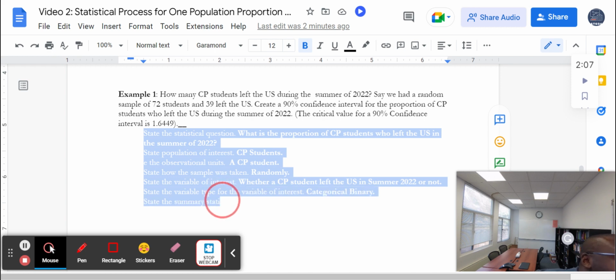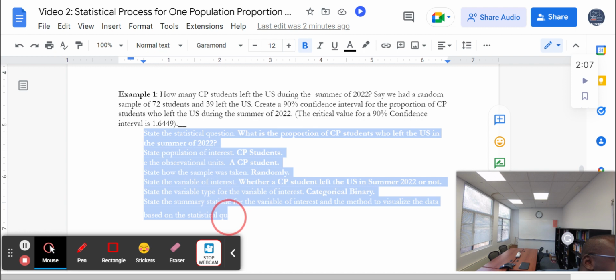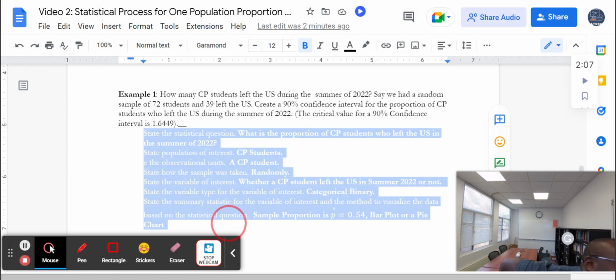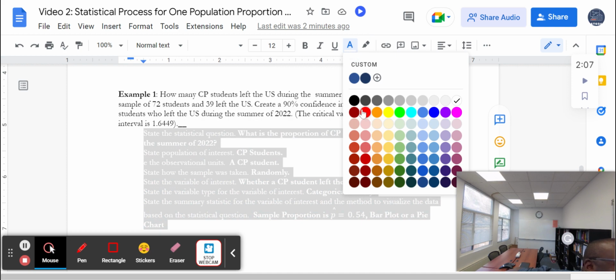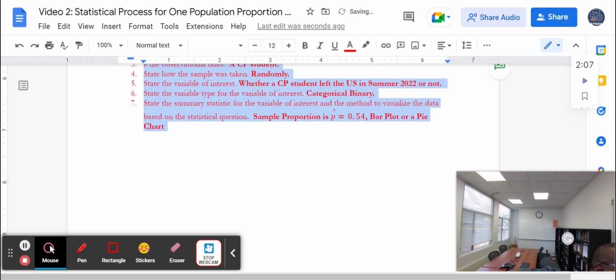What's the variable of interest? Categorical binary. State the summary statistic. How do we summarize the information? It's going to be the sample proportion, p hat is equal to 0.54. The best way of actually visualizing it, I would prefer a bar plot. Okay, I prefer a bar plot. I said pie chart, but I prefer a bar plot. I'm going to let this go because my hand's getting tired. All right, that's good.